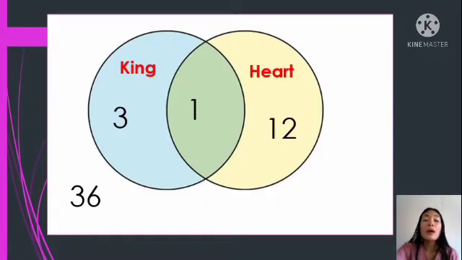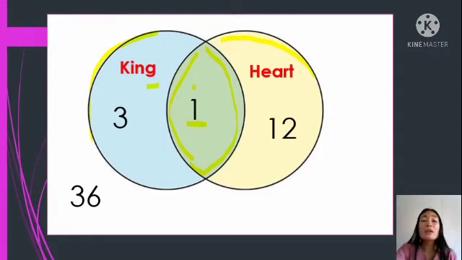Okay, in order to understand better that activity, we are going to use the Venn diagram to illustrate further. So we know that this first circle here is the king event, and the second circle is the heart event, and this is the overlapping region, which is the intersection of both events. So we know that there is one king of hearts card. So we are going to write 1 here inside the intersection, because this one card is both a king and a heart.